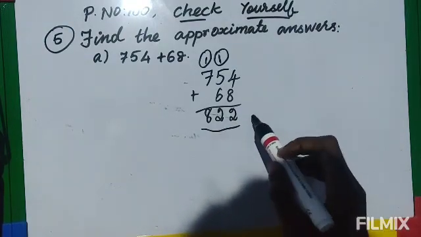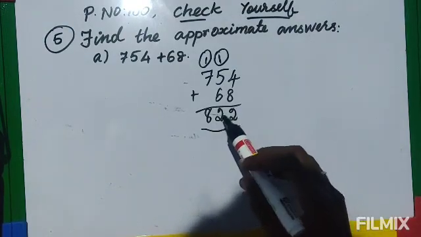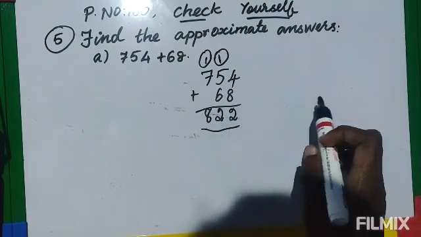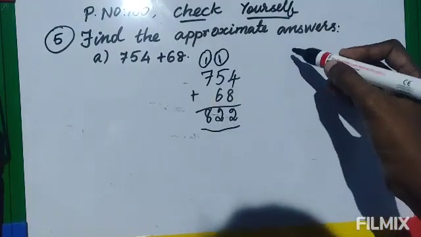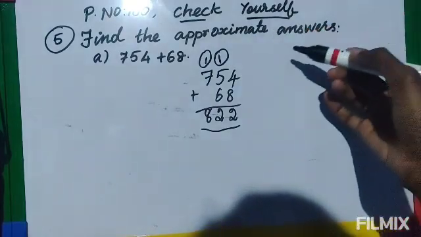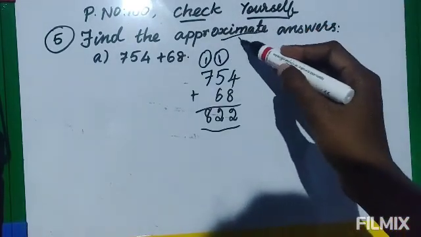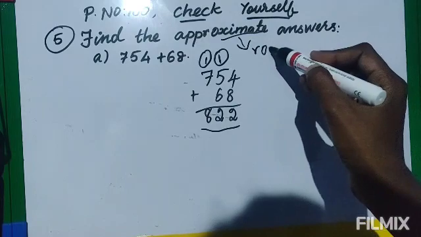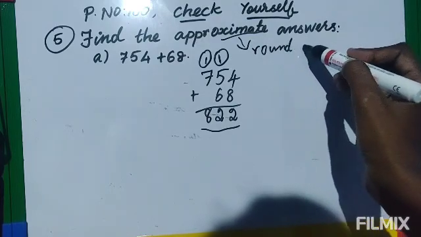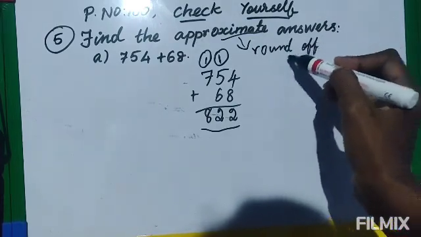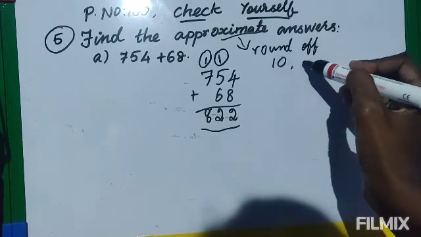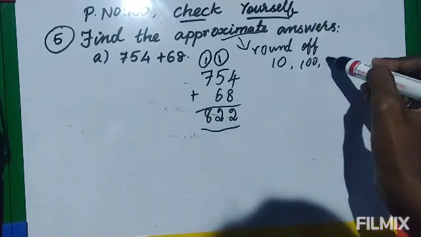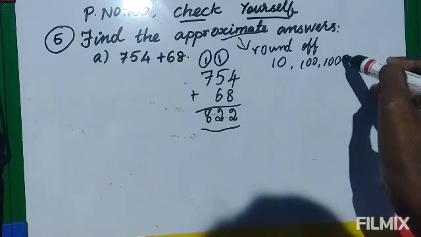Now you have to approximate this. This is a 3-digit number. Approximation means rounding off. Approximate means round off. They are asking you to round off. In rounding off, you have learned round off to 10, round off to 100, round off to 1000. These three things you have learned.